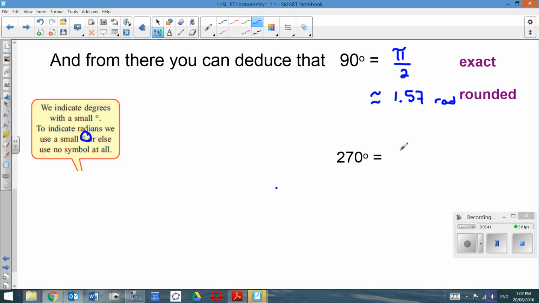270 degrees would be 3 pi over 2 exactly, or if we round it off and leave an approximate answer, that would be about 4.71. All right, so we will prefer to leave exact answers. However, if you are allowed to use your calculator and you round it, just make sure you're using 3 significant figures for your radians.